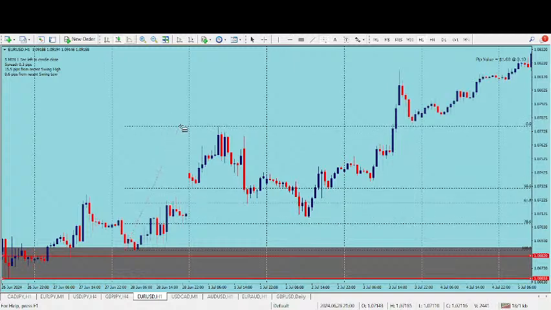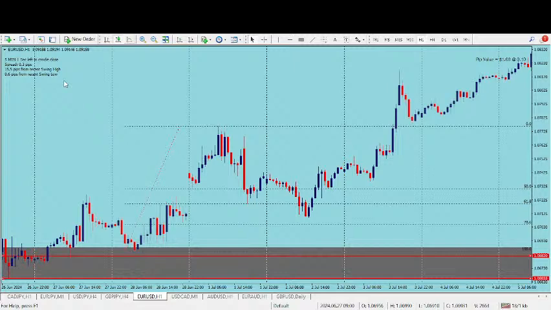This is the Fibonacci I'm talking about, which I will teach you in one of the next lessons. Look at what happened between the 61.8 and 78.6 levels.